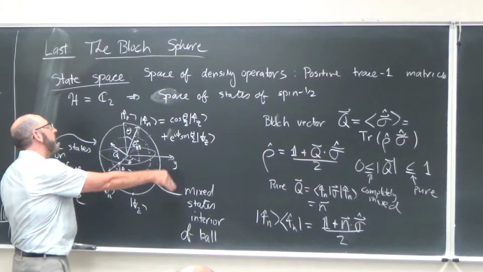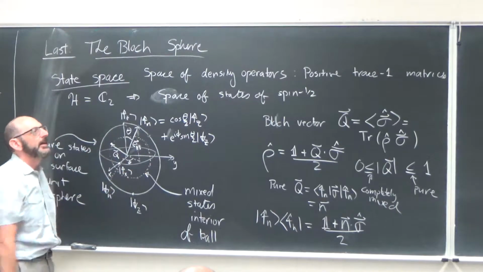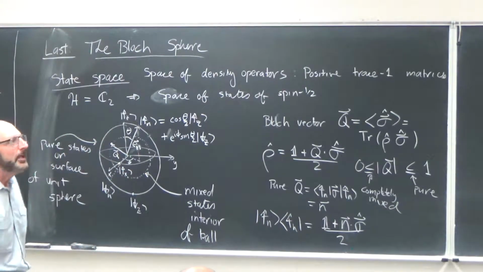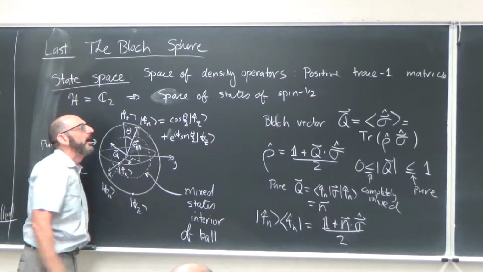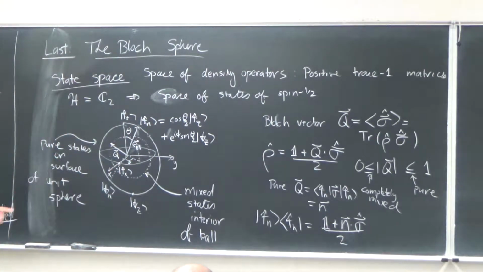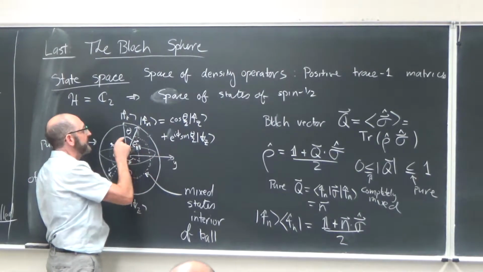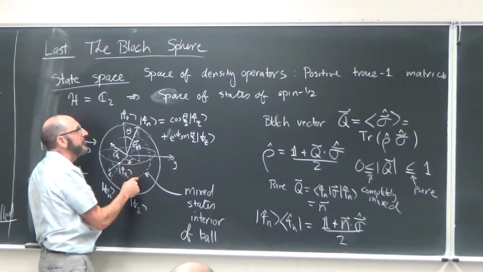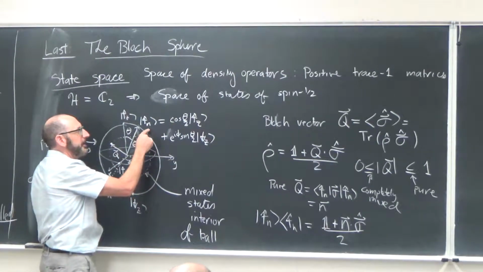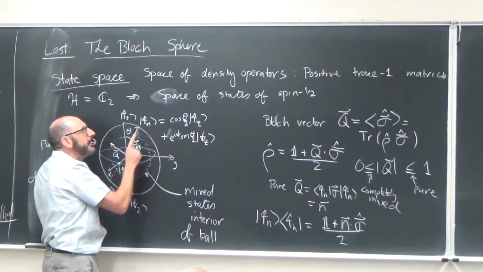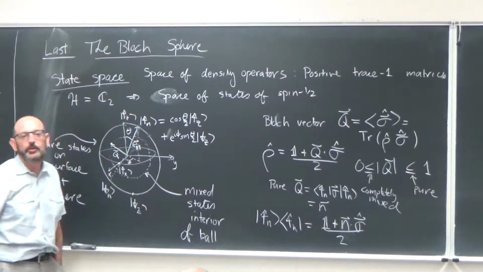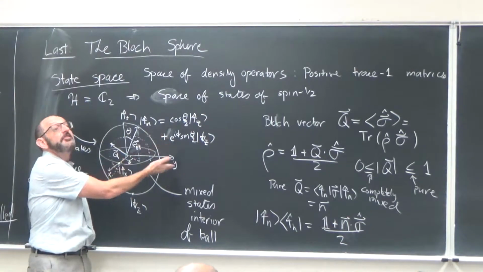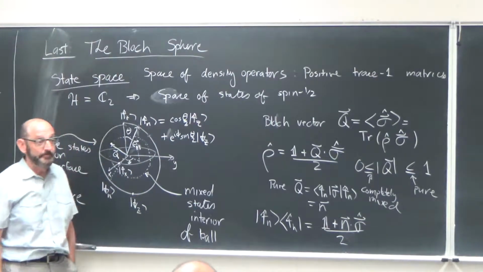So every state on the surface of the sphere is a pure state, and every pure state is some spin along some direction, right? So if I pick a direction as specified by angles theta and phi, then the state corresponding to the spin along that direction can be written with a particular phase convention this way. Okay.